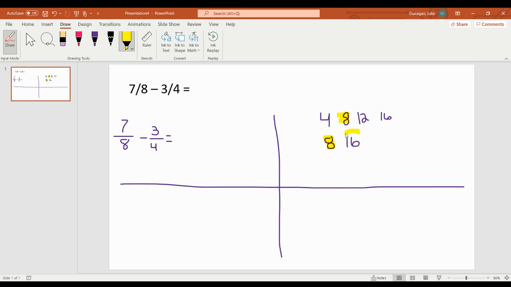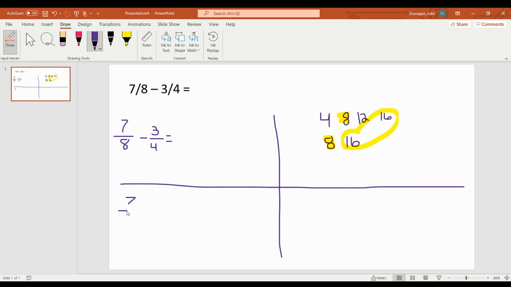I could use 16 and 16, but that's going to involve more multiplication and arithmetic, right? More math. So I'm going to go with my lowest number that they both have in common, okay, my least common denominator. So we know we're going to be working with 8. So now we need to convert our fractions into equivalent fractions using 8 as the denominator.